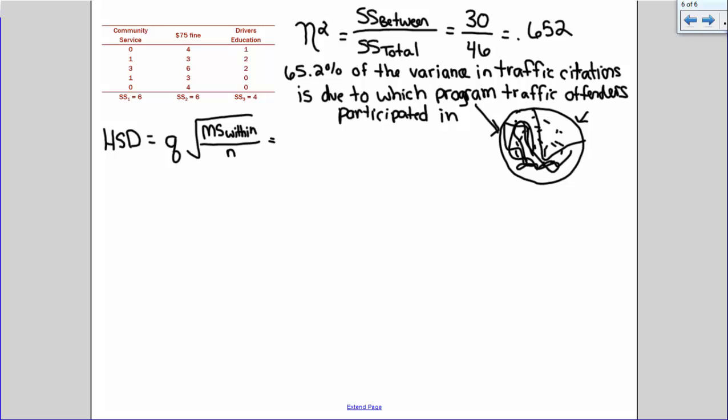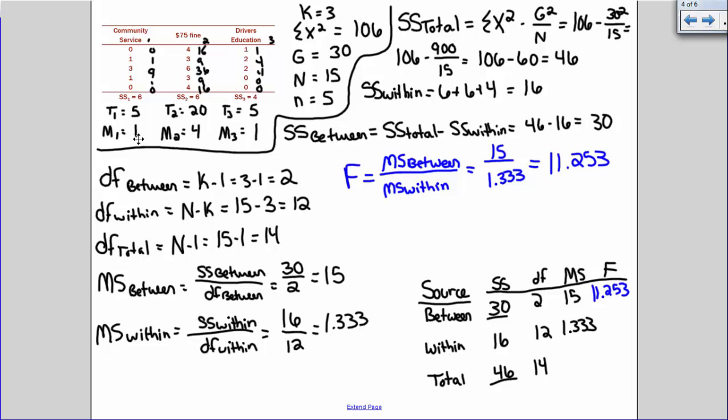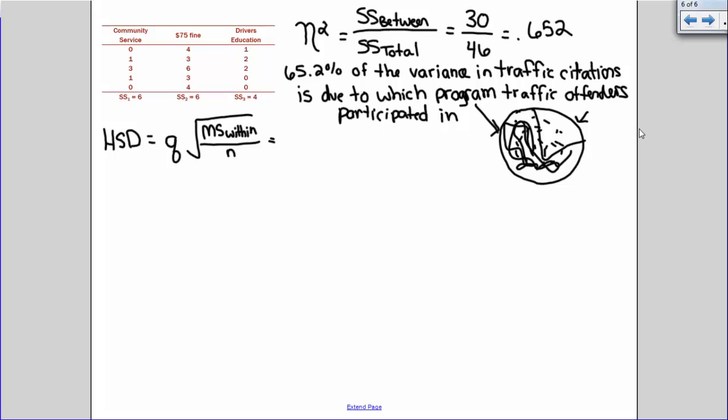And real quick, I'm just going to jot down the means that I found earlier. So remember, the mean for group 1 was 1, the mean for group 2 was 4, and the mean for group 3 was 1. That's easy enough. So 1, 4, and 1.